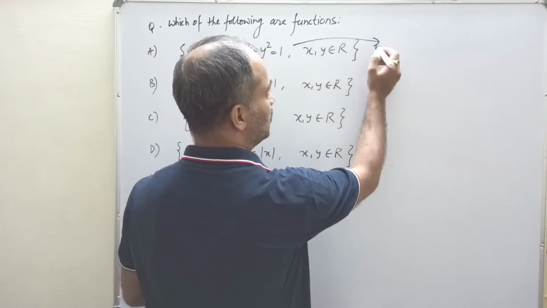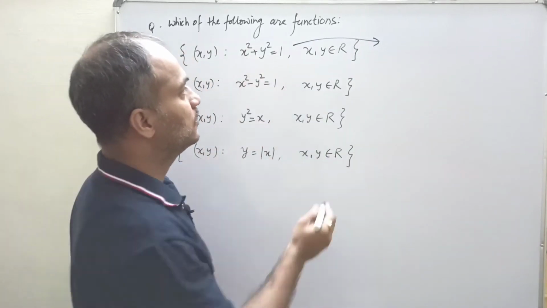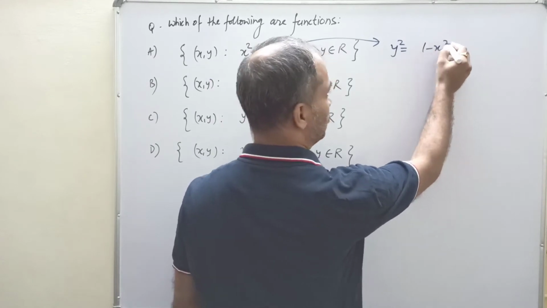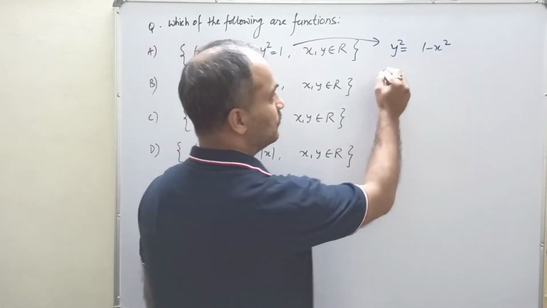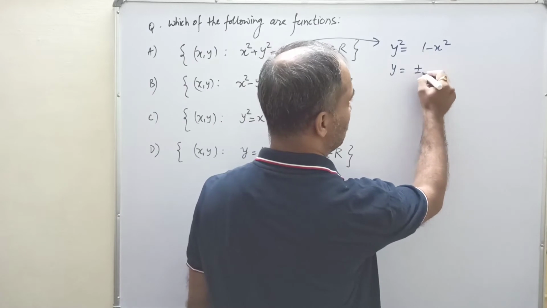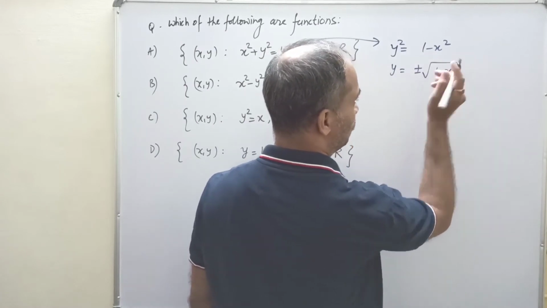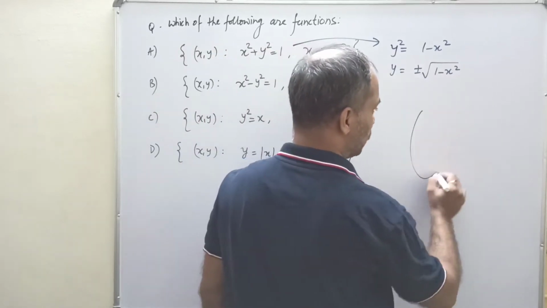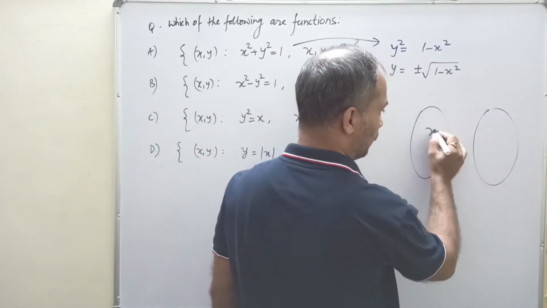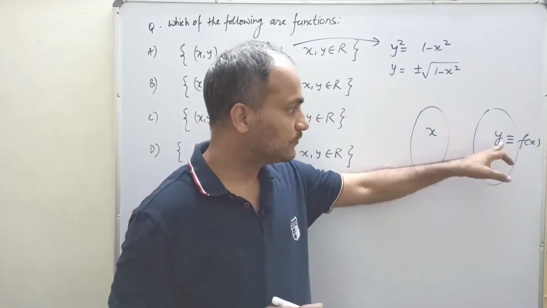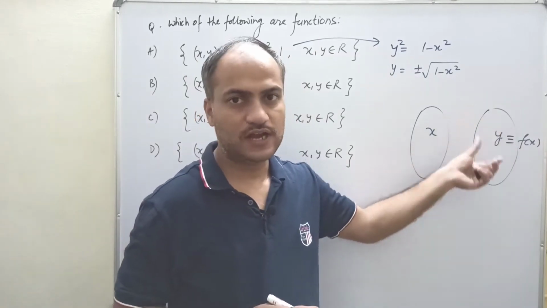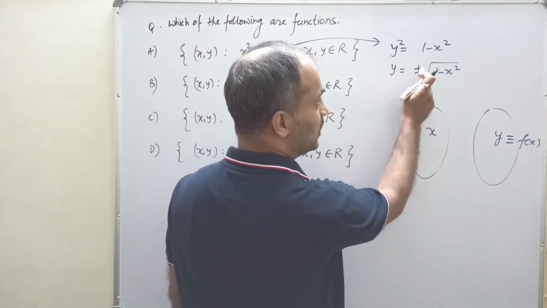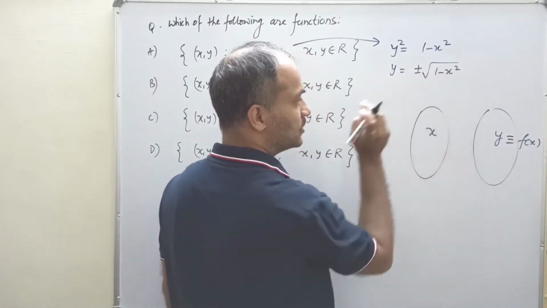If we see this relation, what is y from here? Okay, y square is 1 minus x square. Then y will be plus minus square root of 1 minus x square. Now if we assume some value of x, obviously in the domain the values of x will be there and the values of y or f(x) will lie in the codomain. Now here the values of y are plus minus square root of 1 minus x square.